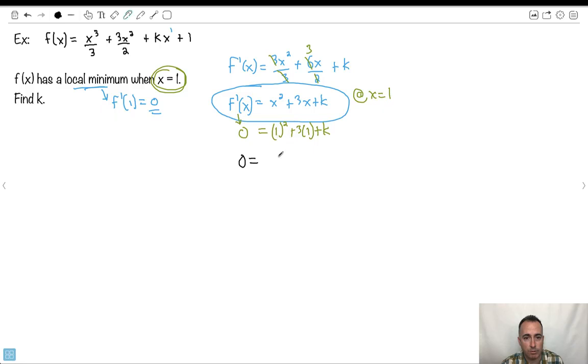So 0 equals, 1 squared is just 1. 3 times 1 is just 3 plus k. Therefore, 0 equals 1 plus 3 is 4 plus k. So that means k must be, well, I can move my 4 over. k must be minus 4. We're done. Do you see this wasn't nearly so bad as you might think? This kind of question, I hope you'll see, it's totally doable, isn't it?